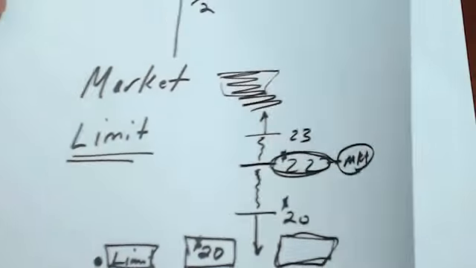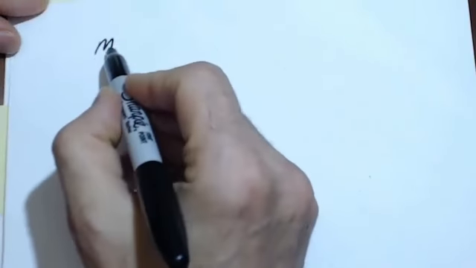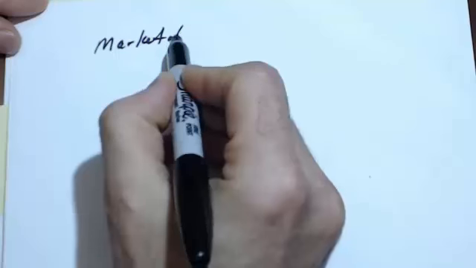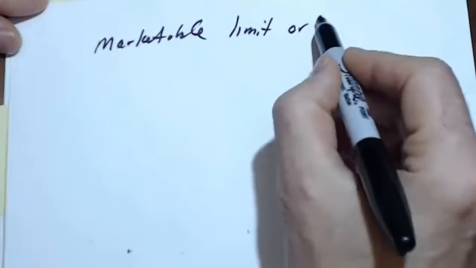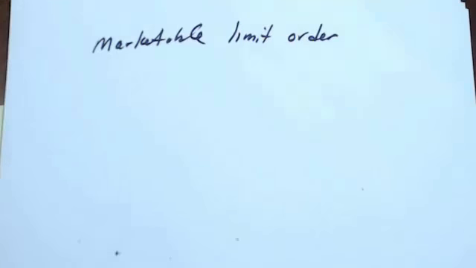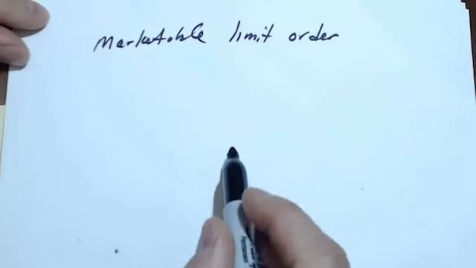There are, by the way, types of orders called a marketable limit order. And a marketable limit order is such that the order right now is already in play and will most likely be executed. Here's what I mean by that.